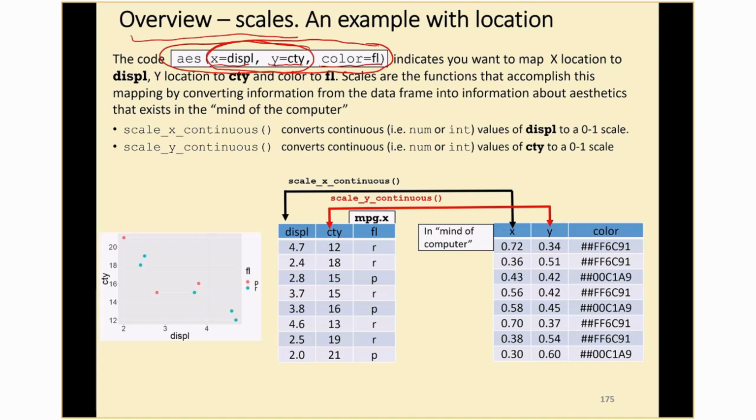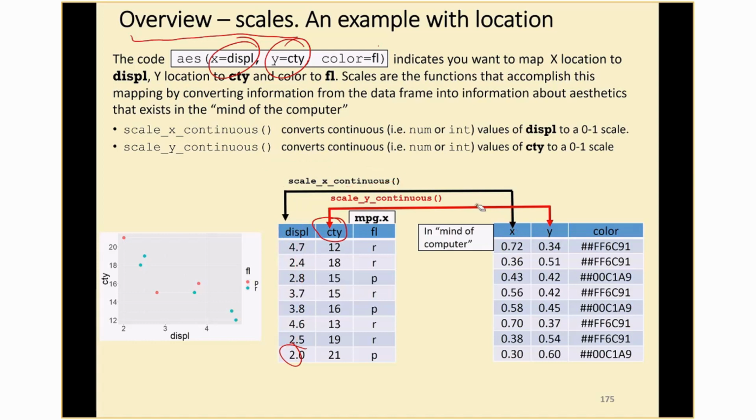And one way to think about it is that what these scales, these functions, are going to do is take the information that's in the data frame and convert it to something that's in the mind of the computer. So if we start off by considering these two mappings here, and here's our data frame with the values of displacement and city mileage, we're going to begin with scale_x_continuous. So scale_x_continuous is a function. And it's going to take what's in the data frame, these numbers that go from about 2 to about 4-ish, and it's going to convert them to something on a 0 to 1 scale that the computer can work with.